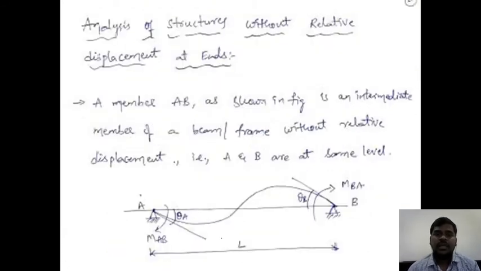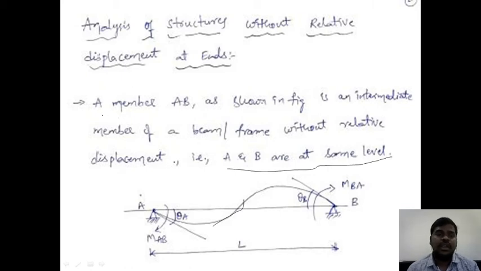Next, like in the case of slope deflection method, we have Kani's method. So we have a few beams and loads. We have to study what is the final equation of Kani's method. So, analysis of structures without relative displacement at ends. What does without relative displacement mean? That means A and B are at the same level, as shown here. That means no sinking of supports either at A or B. There is no sinking of supports.